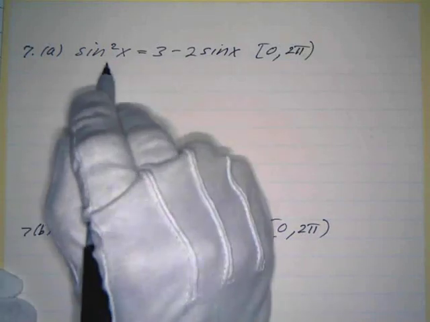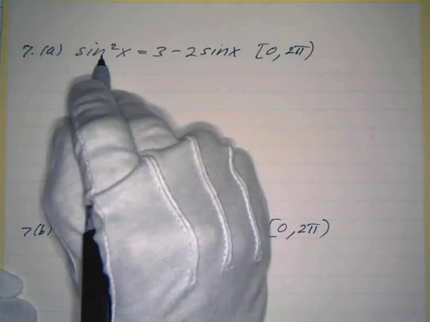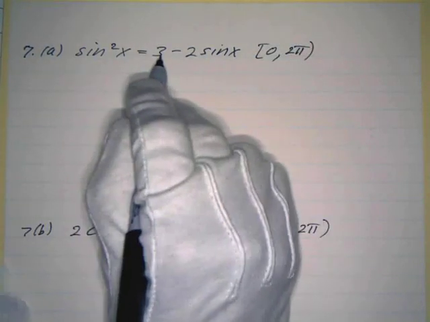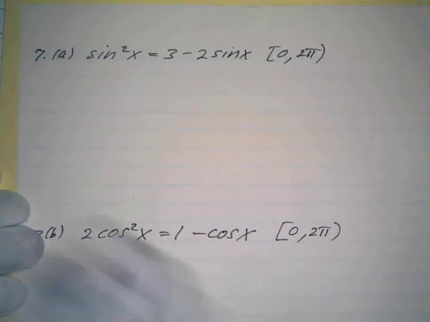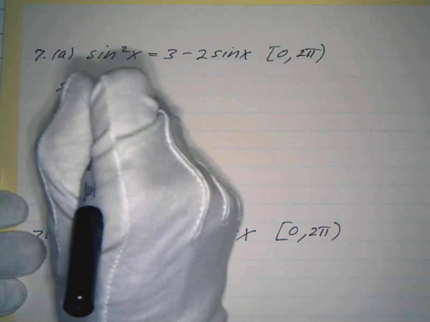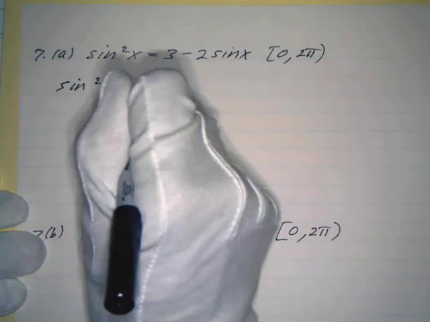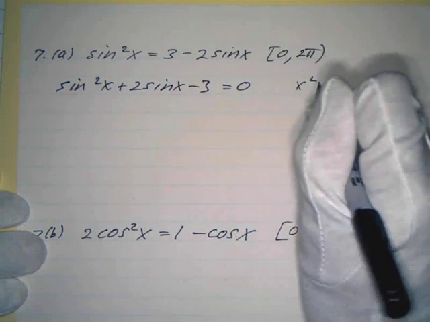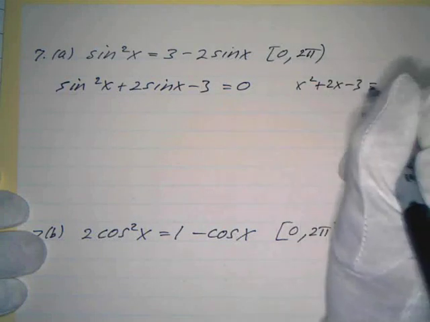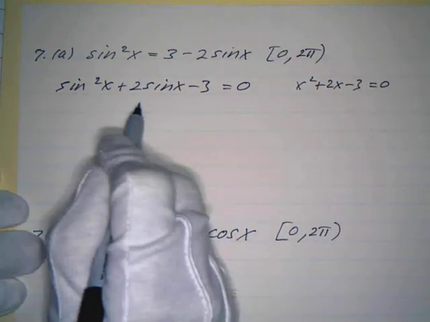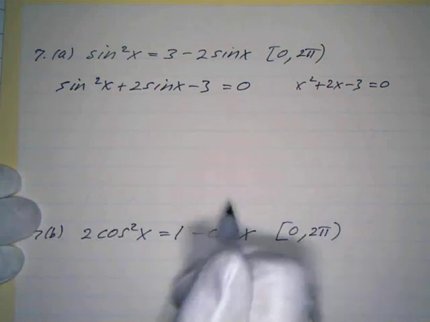And what we've got here looks like a quadratic. This looks like x squared, x, and a number, so it looks like we write this as a quadratic. So let's group everything on the left and see what we have. So we have the sine squared of x. And if I add 2 sine of x to both sides, I get plus 2 sine of x. And if I subtract 3 from both sides, negative 3 equals 0. Looks like a quadratic. This would be very similar to x squared plus 2x minus 3 equals 0. And I could factor that and solve it.